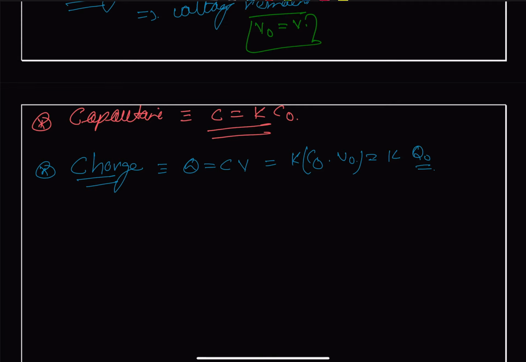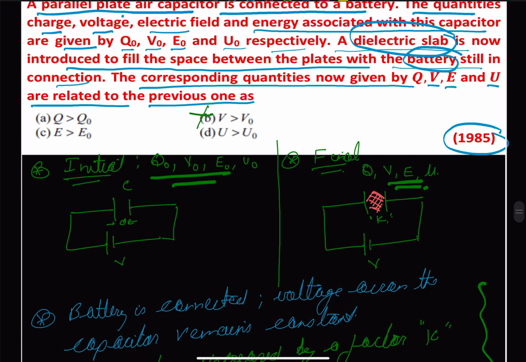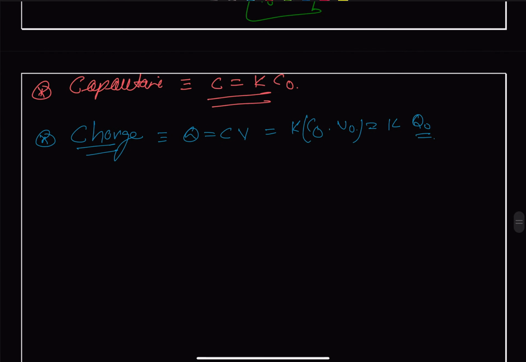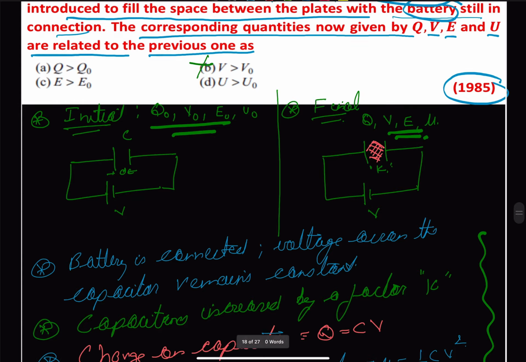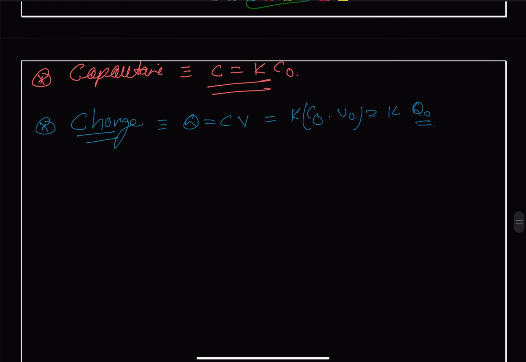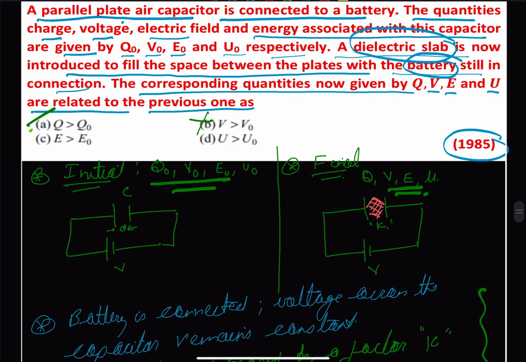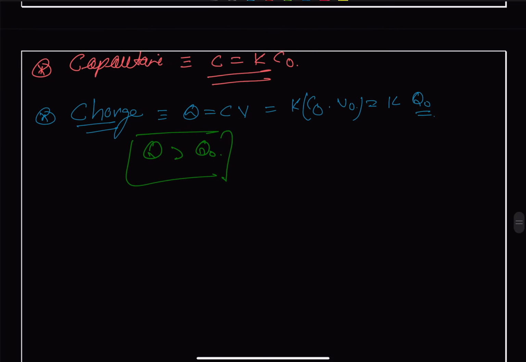So let us check the options. Yes, so we are going to get charge is going to increase, and Q is the final charge. So from here we can say that our charge is greater than our Q naught. Therefore option A is the correct one.